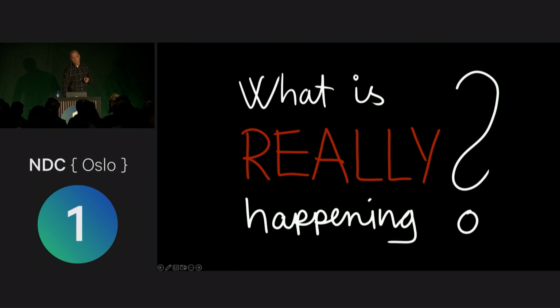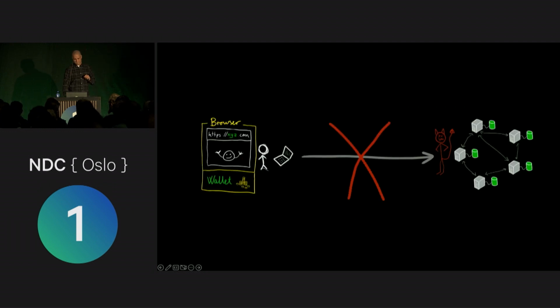But I've lied to you. What is really happening here? There are some details here that are crucial to understand. You can't just trust a random computer on the internet. Your browser can't just talk to one of the nodes in the decentralized system. It might be malicious, right?